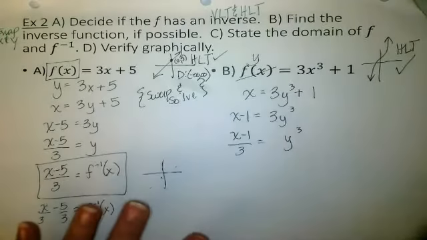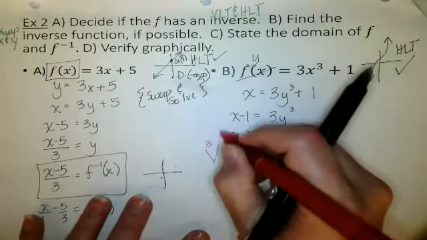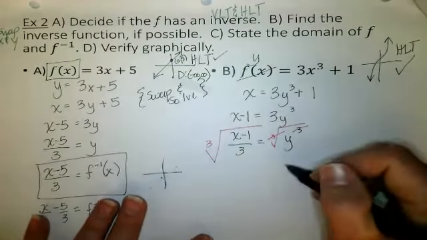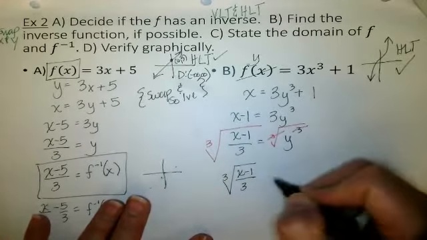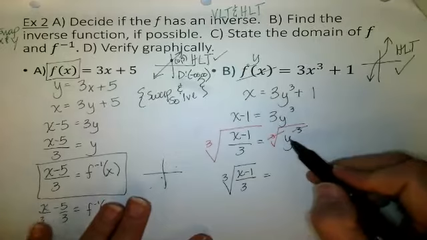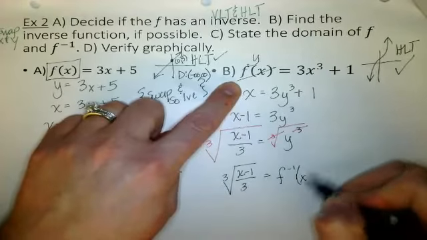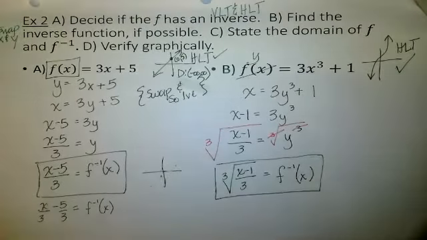And how do we get y by itself? Cube root both sides. Very good. Cube root and cube cancel out. And so we get the cube root of x minus 1 over 3 equals not a y, but we need to change back to f inverse of x. So here is our inverse function.